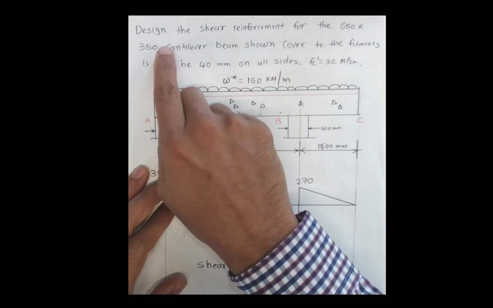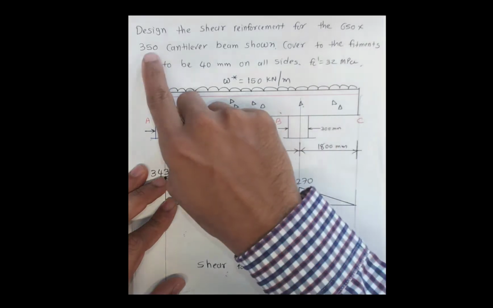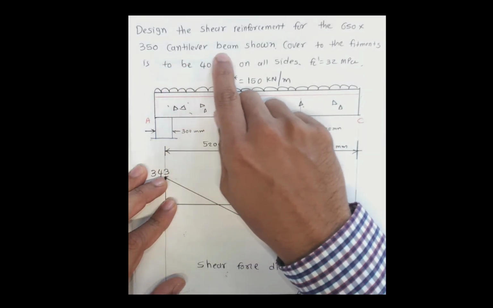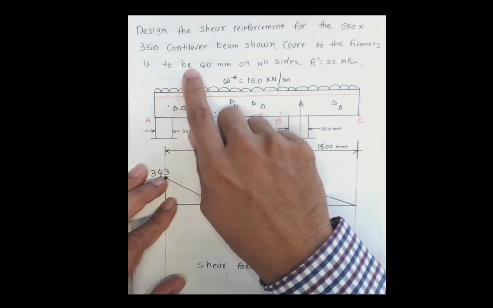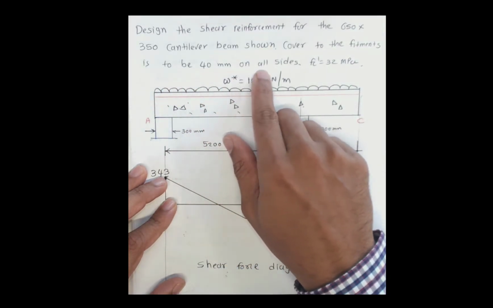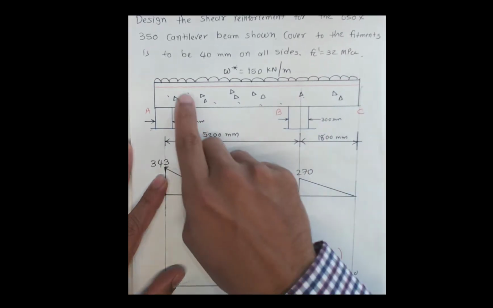This video explains the design of the shear force reinforcement for the 600 mm by 350 mm cantilever beam, which is shown here. The cover to the fitment is to be 40 millimeters on all sides, and the characteristic compressive strength is 32 megapascals. So we have a beam given.